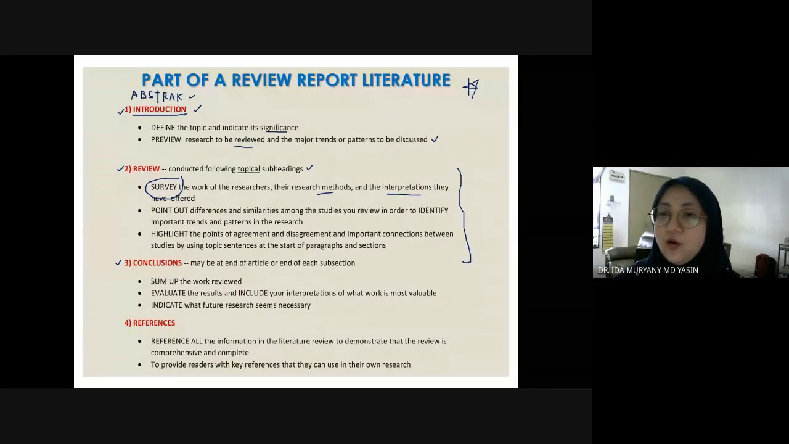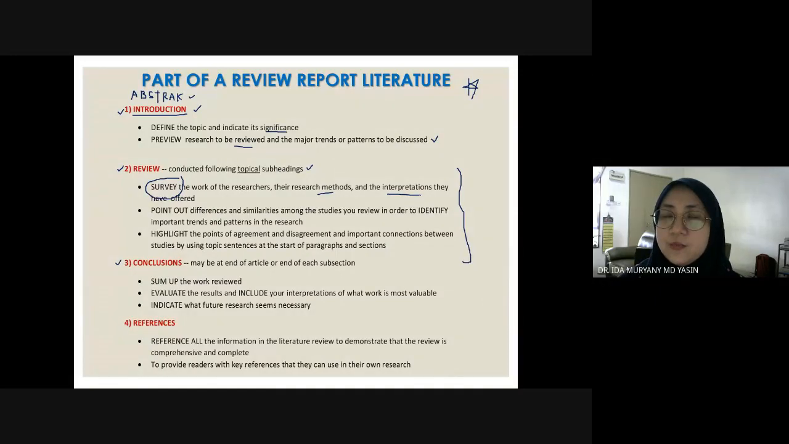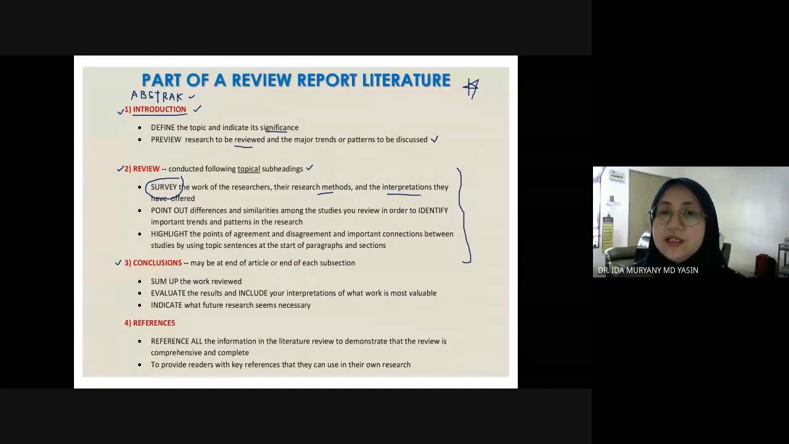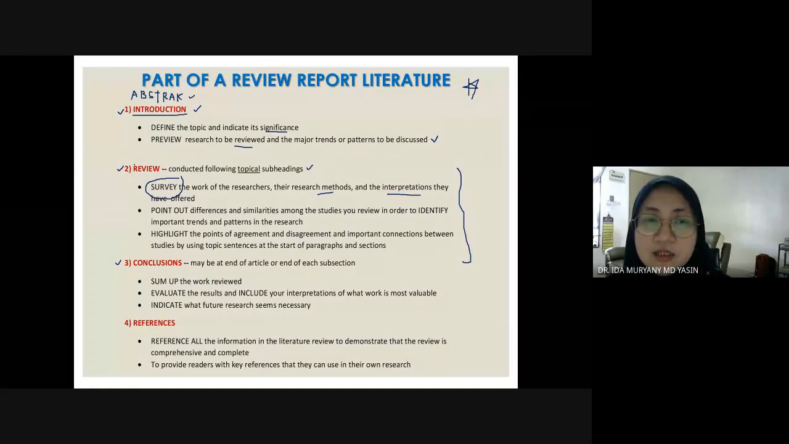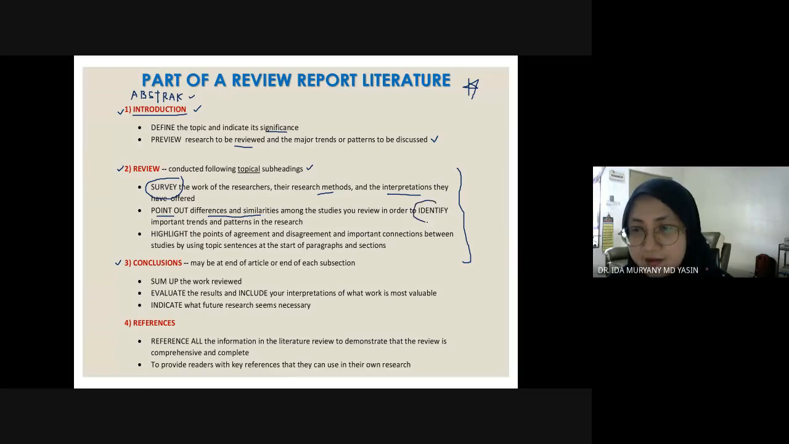You kena tengok. Okay, previous research B pula, dia guna method ni, apa come out dia, macam tu. Okay, and then you boleh point out differences and similarities among the study you review in order to identify, ni penting, identify important trends and patterns in the research.